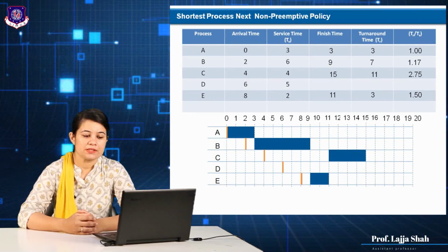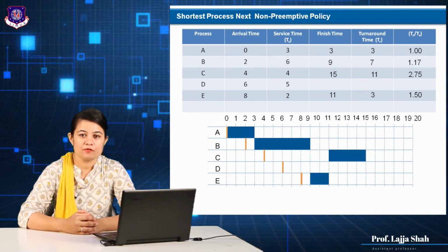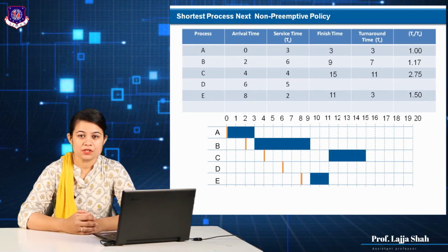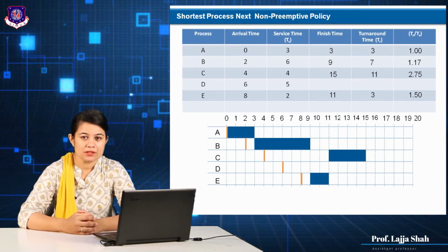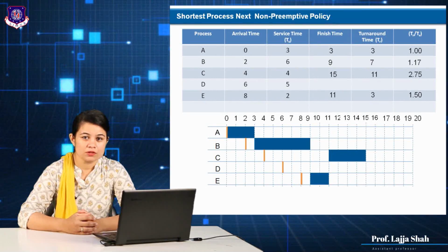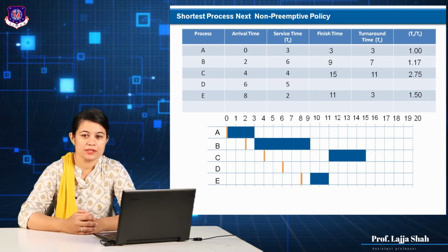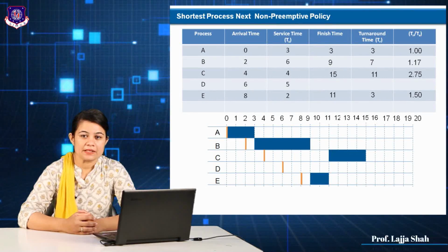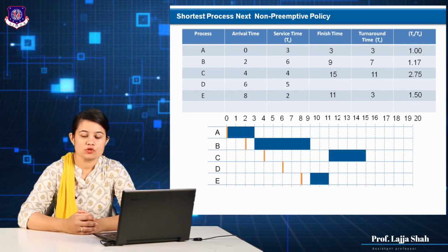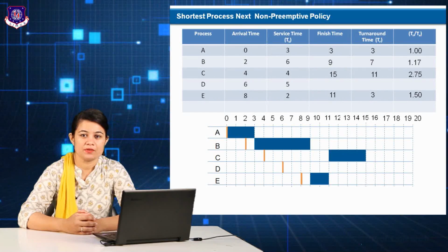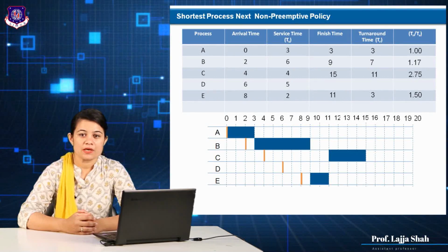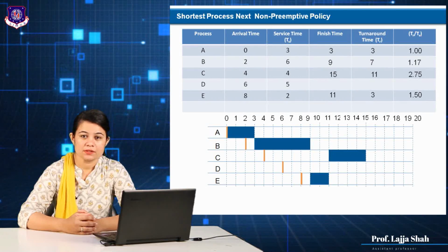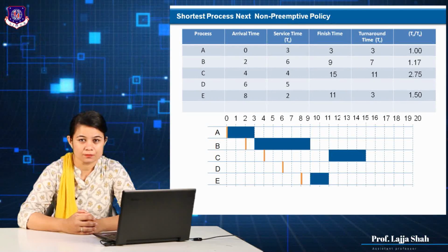Process C will be completed at the 15th second. Its turnaround time is 11 seconds, that means process C resided in the system for a total of 11 seconds, and its throughput value is 2.75. Next, we are left with only one process, that is process D.